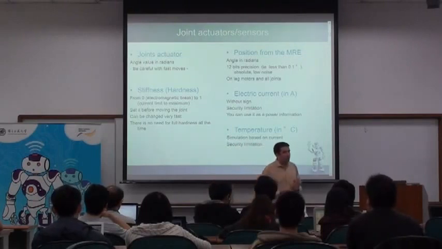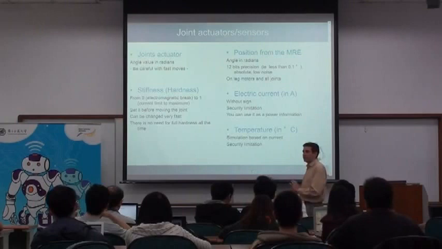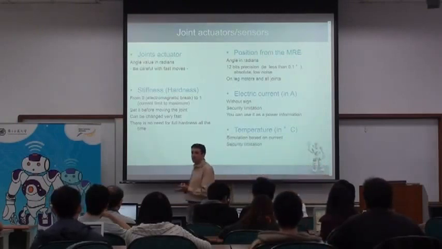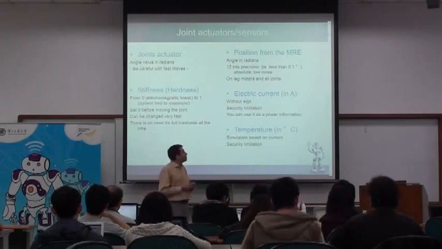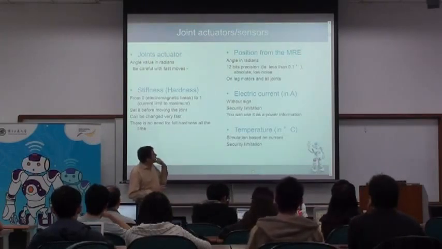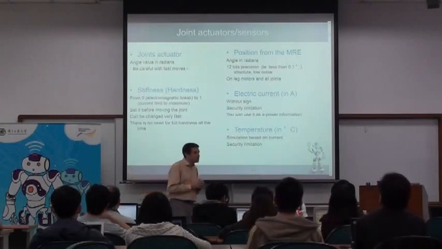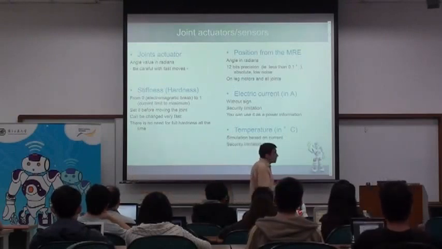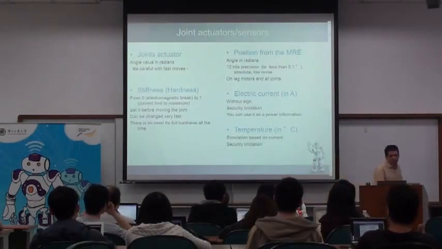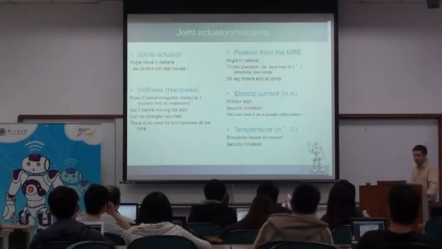So when the motor is turning, the magnet is turning, so the magnetic field is also turning. So the chip can detect the movement. So it's a very precise detector, sensor, has less than 0.1 degrees of precision. It's of course absolute value, it's not relative, so you don't have derivation over the time. And it has very low noise.